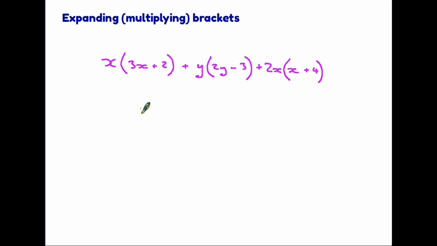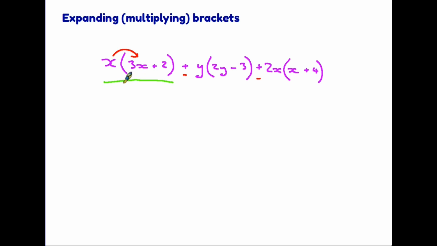Let's have a look then at something that may appear in an exam, which at first glance looks particularly horrible. But in fact, if you look closer, you can see that what we are being asked to do is add together 3 separate lots of brackets. So what we need to do is expand or multiply out each set of brackets in turn. So first of all, we have here x multiplied by 3x plus 2. So we follow the rules that we have been using from the beginning.